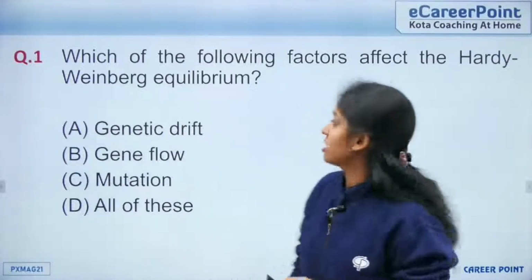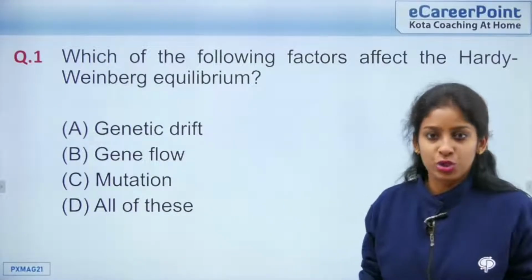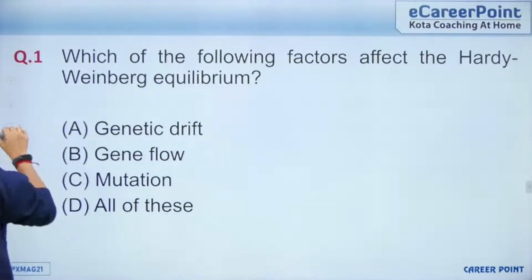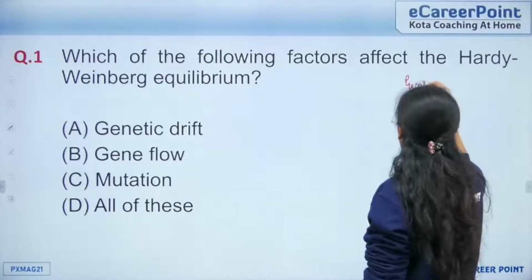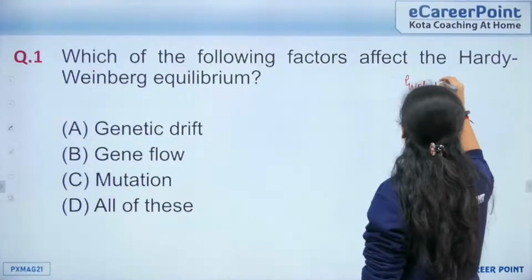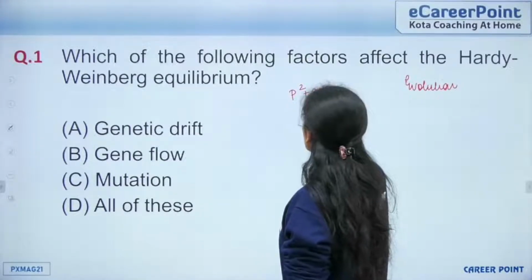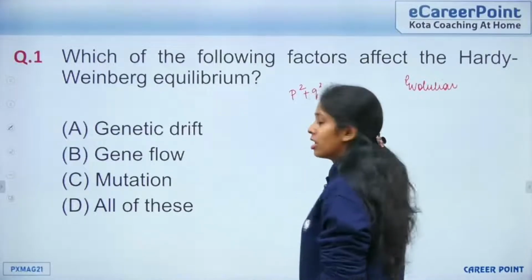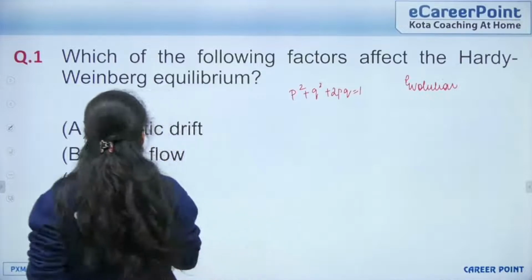Which are the factors? Genetic drift, gene flow, mutation, all of these. This question comes from the chapter evolution. What is Hardy-Weinberg equilibrium? In short, it's p square plus q square plus 2pq is equal to 1, when the genetic equilibrium is maintained. So the answer is all of these.